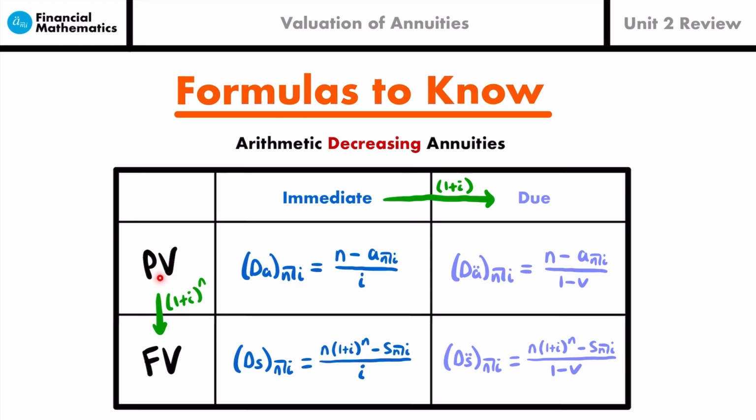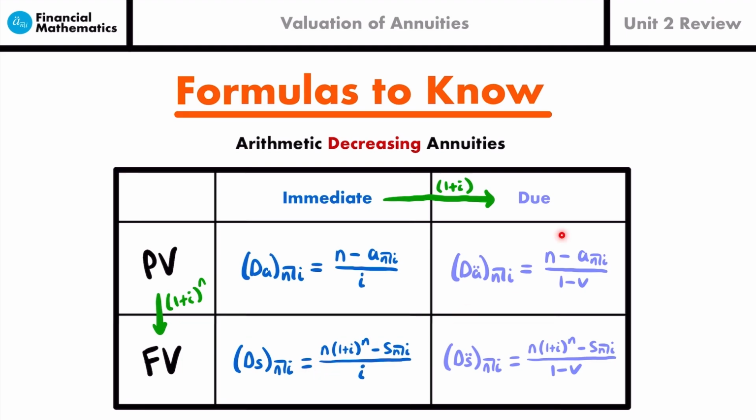But now for the present value of an arithmetic decreasing annuity immediate, this is the notation and formula. We have capital (Da) angle n at i is equal to n minus the present value of an annuity immediate, divided by i, and then the future value of an arithmetic decreasing annuity immediate is represented by this notation, capital (Ds) angle n at i, and that's equal to n times (1 plus i) to the power of n minus the future value of an annuity immediate, divided by i.